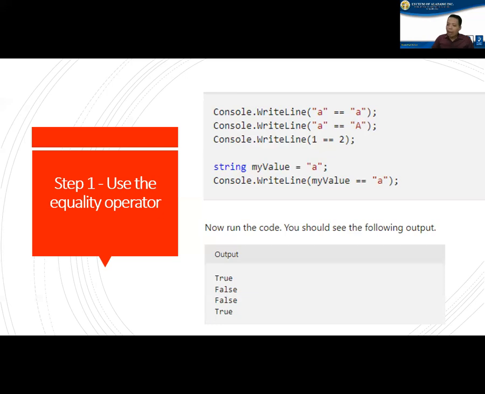However, for the fourth statement and fifth statement, when we are going to evaluate the output, definitely the output is true because my value is assigned a value of lowercase a. So definitely, the value of the string variable, my value, is equal to a lowercase a. Definitely, this particular statement will give us a true output in the output pane.